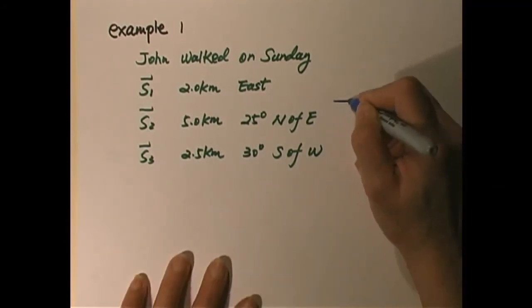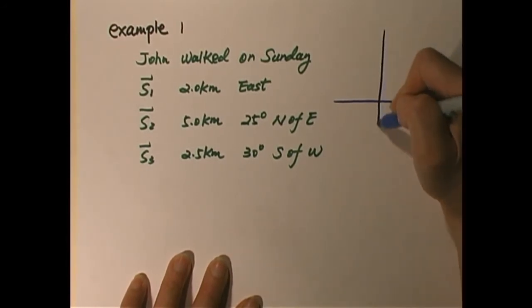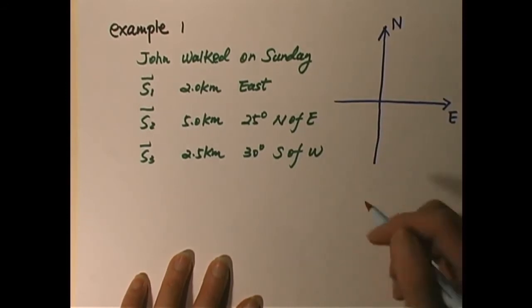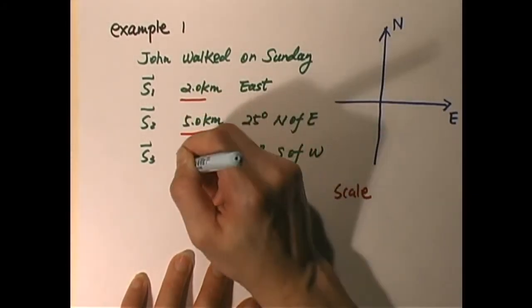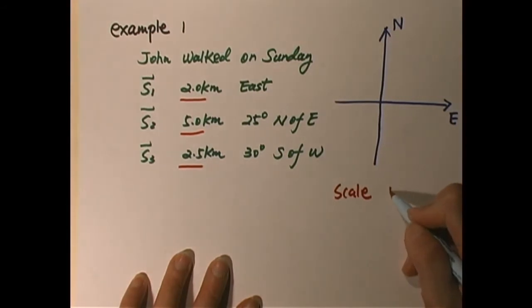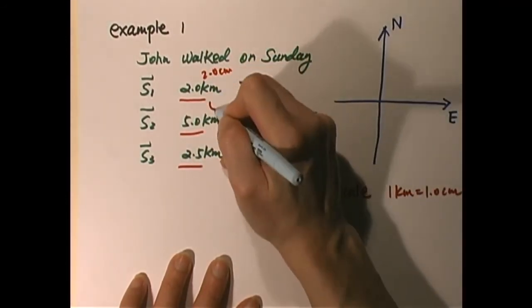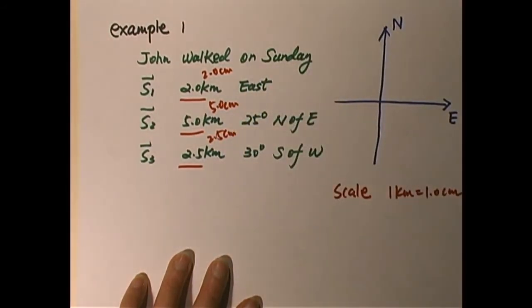So let's have a Cartesian coordinate system: this is east and that is north. We have to decide a scale. Look at this: it is 2, 5, 2.5. Let's say 1 kilometer equals 1.0 cm. So this will have 2.0 cm, 5.0 cm, and this is 2.5 cm. We decide the scale, so we decide the length of a vector. Then we're going to draw 3 vectors.